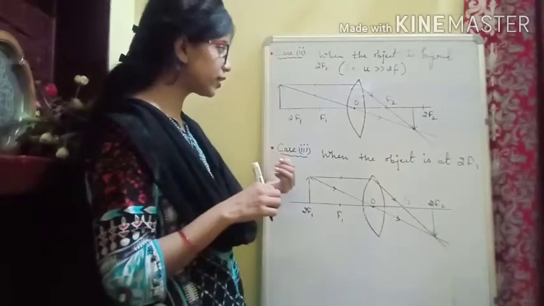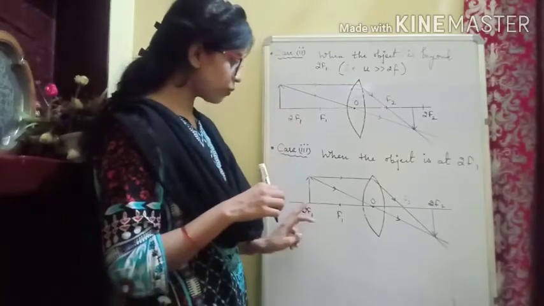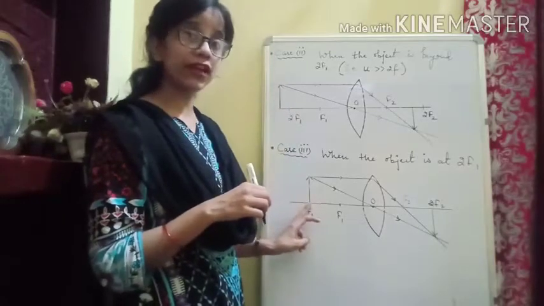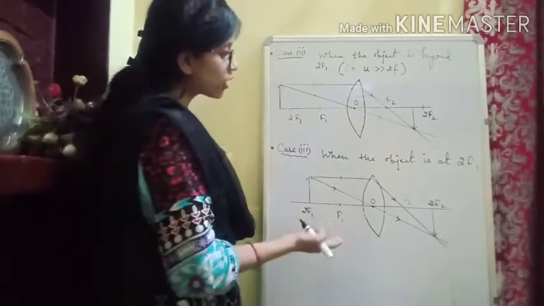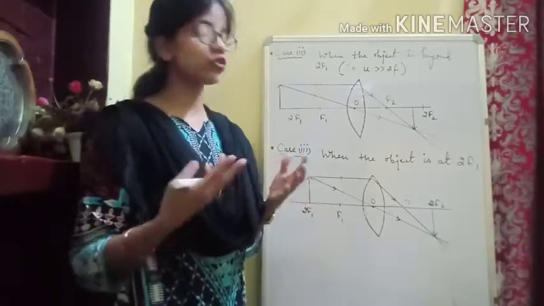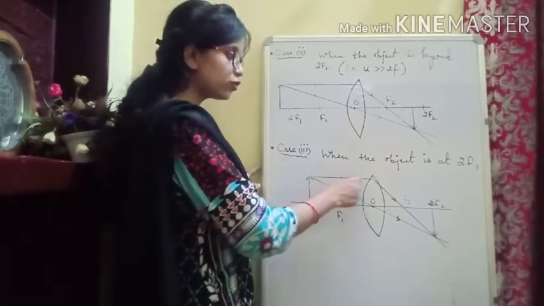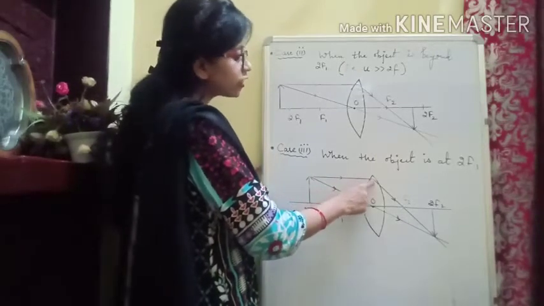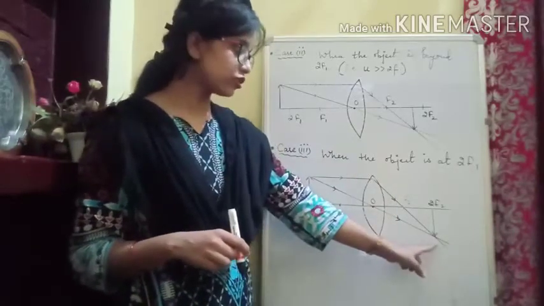Now we take the third case where we are shifting the object a little bit more, and now we are placing the object at the position 2F1, that is twice the focal length. Now again, to draw the ray diagram, we will take two convenient rays. So one ray is coming from the object which is parallel to the principal axis. After the refraction through the lens, it will pass from the focus as the set rule.